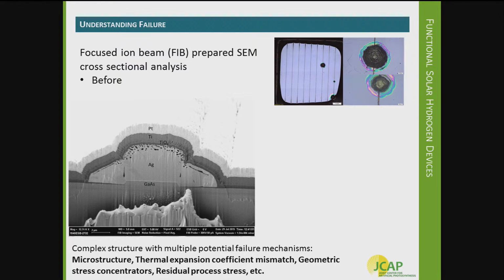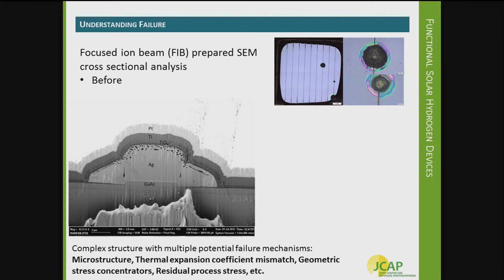What's important, though, is to understand how these materials are specifically failing so that we can overcome these failure mechanisms. To do this, here is shown a focused ion beam cross-section that we have then imaged with scanning electron microscopy at the location of one of these electrical contact catalyst stacks. And you see right off the bat that this is a relatively complex structure, and there are multiple potential failure points on such a system.